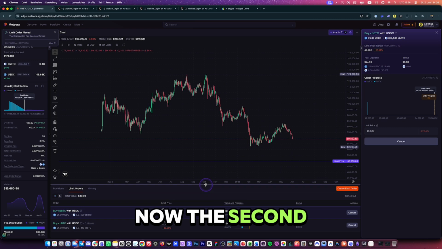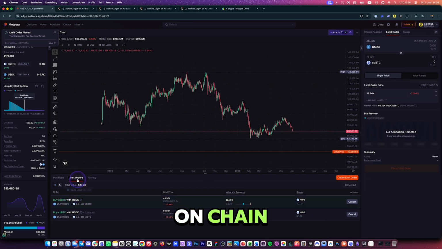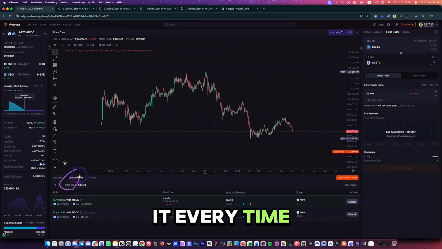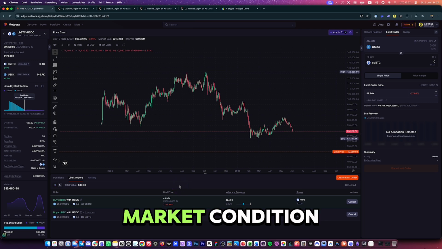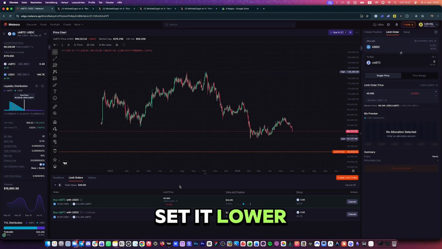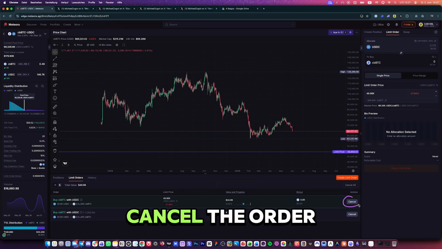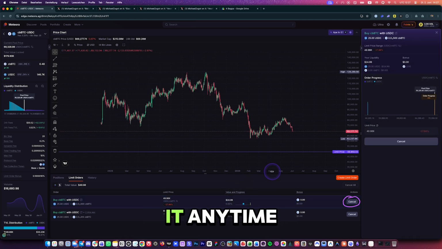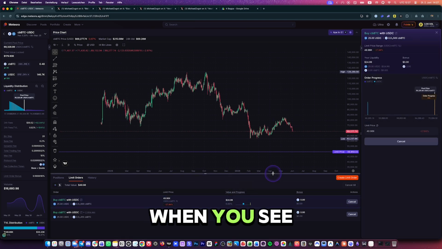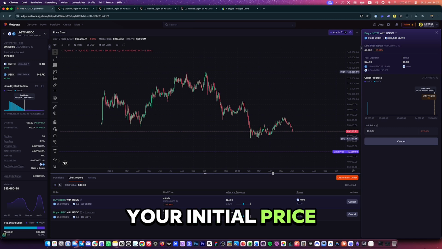Now the second order is executed on chain. You can see it every time you open the actual pool. You see your limit orders. You can cancel them, of course, and then recreate when you see that it doesn't fit the actual market condition. You need to set it lower, for example. You just simply cancel the order and you create a new one. So you can do it anytime when you see that the conditions on the market change and it doesn't fit your initial price agreement.